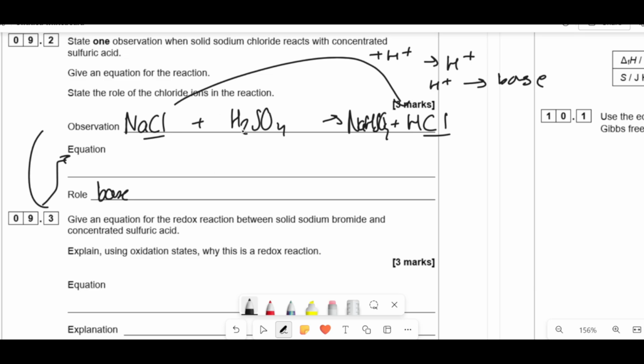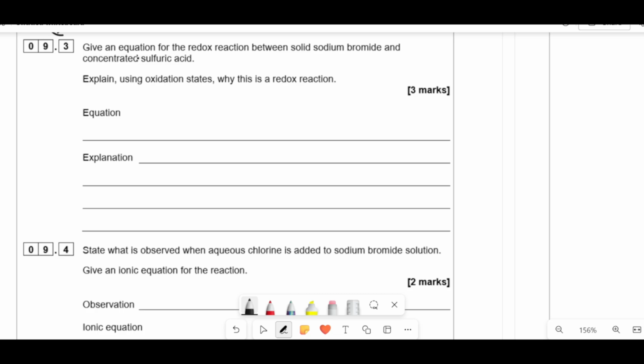And sorry, the equation should be down here. In the observation, you get misty white fumes as that HCl is made. So now it says, given an equation for the redox reaction between solid sodium bromide and concentrated sulfuric acid, explain using oxidation states why this is a redox reaction.